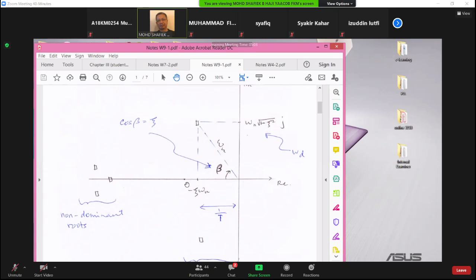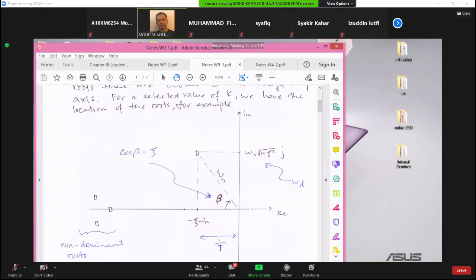The time constant is 1 over the real part of the root. The damped natural frequency is just the imaginary part of the root. The natural frequency is the distance of the roots to the origin. So that is how we interpret the root locus diagram.